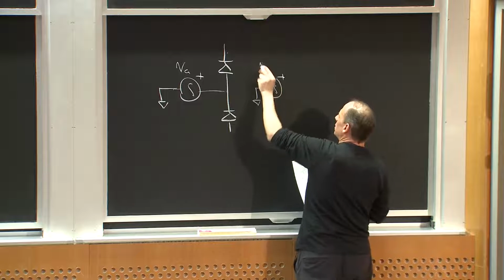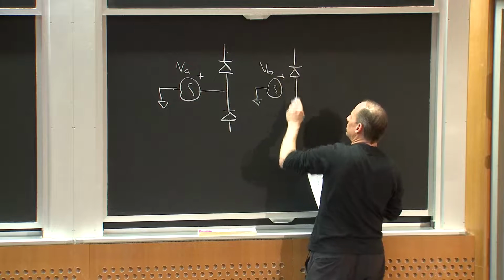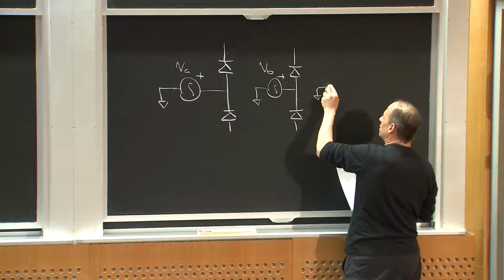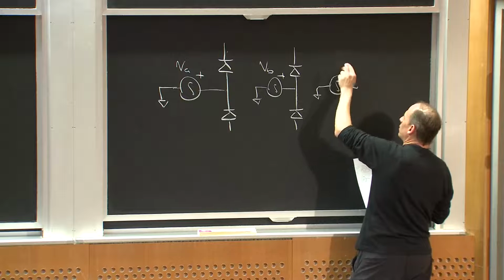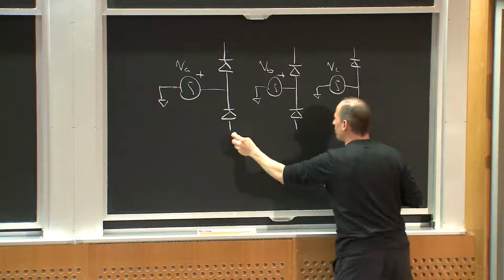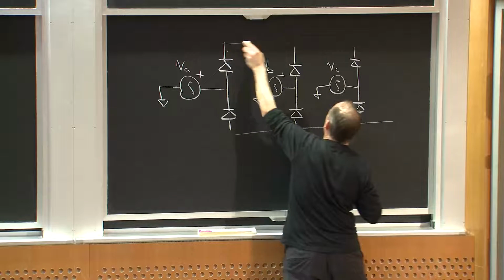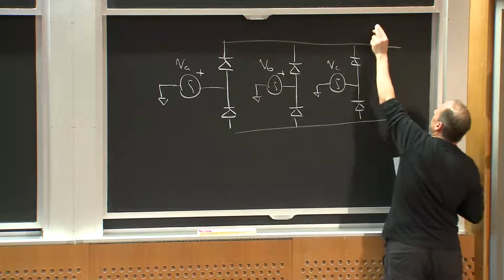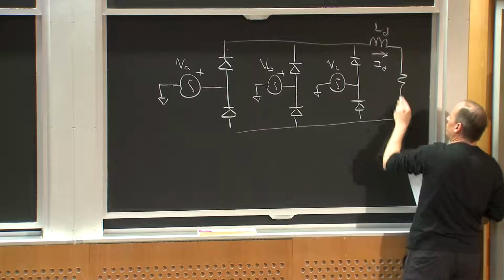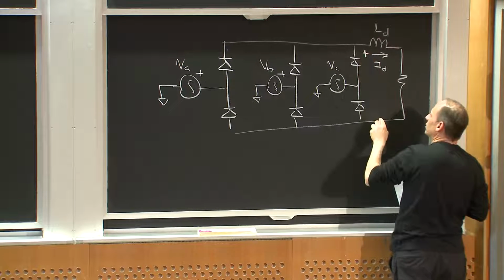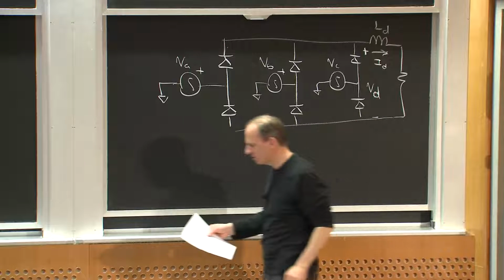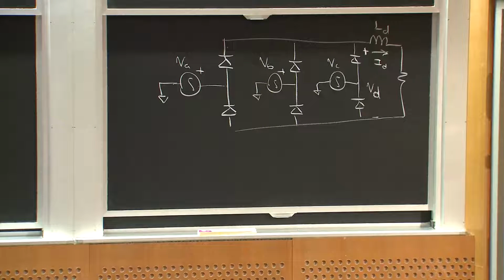VB, one picking the positive, one picking the negative. And VC, one picking the positive and one picking the negative. Now I'm going to have my filter inductor LD, my almost DC current ID, and then my output voltage. This is the voltage that we've been calling V sub D. So that's just a different way to draw the same thing.